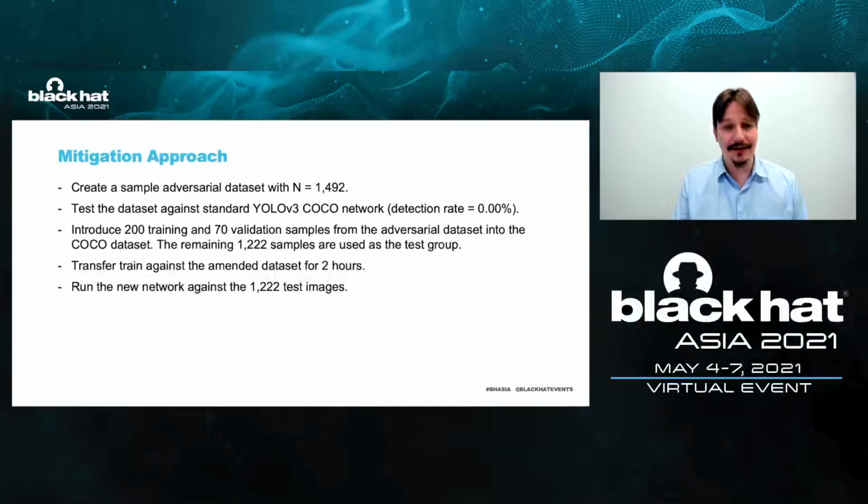And then we took 200 images and added those to the training data, and we took 70 images and added those to the validation data of the COCO data set. And the remaining 1,222 samples remained as the test group. And then we did transfer learning. So we took an existing YOLO 3 network trained on COCO, and we trained it on the new data set for 2 hours. We kept that time short on purpose because we wanted it to be, well, a reasonable approach for mitigation. And then once the training was complete, we once again set the network to identifying objects in the remaining 1,222 test images to see how the detection rate would change.